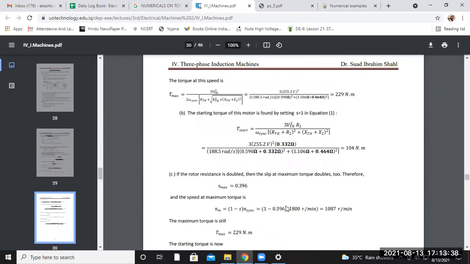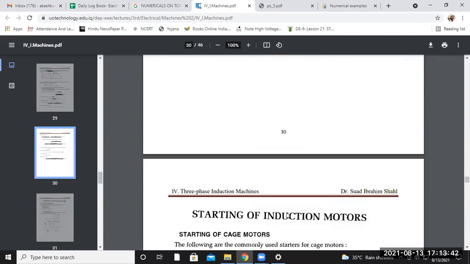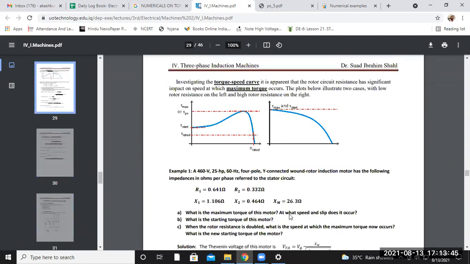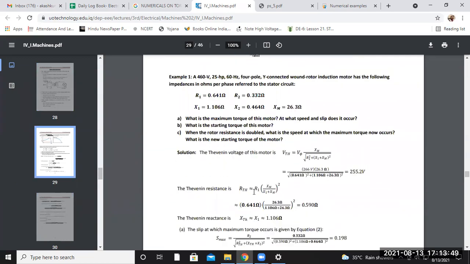Let us take an example regarding this before going to the starting of an induction motor. Here you can see that it is given. Wait for 2 minutes, then I will solve this numerical.